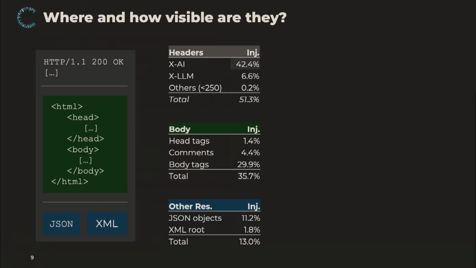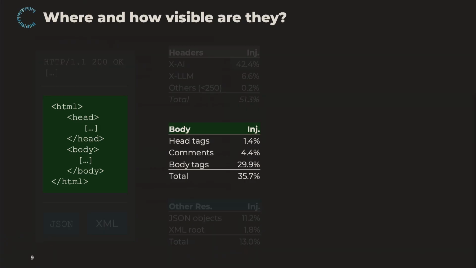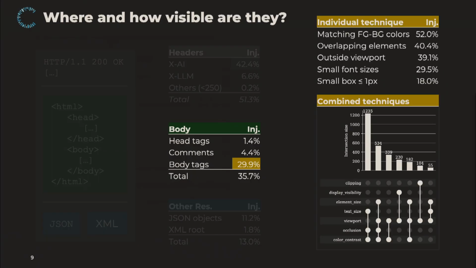Now, let me zoom in a little bit more on the tags that are supposed to be visible to users, that are in the actual HTML page that the browser renders. If we look at this category, the next question was how the prompt is actually inserted in the page, and what trick is used to make it not visible. Our analysis was based on identifying the basic, let's call it individual technique that is used, and how many of those techniques are used in combination.